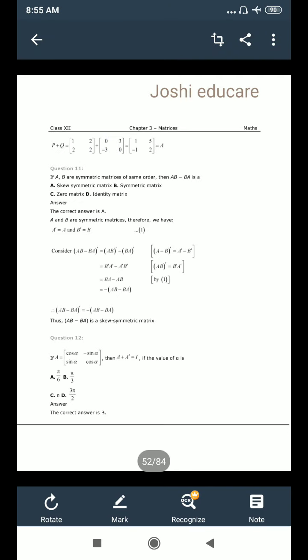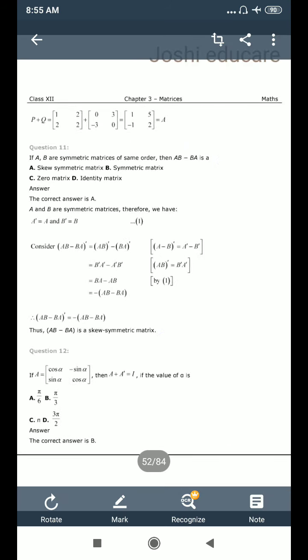Question number 11. If A and B are symmetric matrices of same order, then AB minus BA is a skew symmetric matrix, symmetric matrix, zero matrix, or identity matrix. Options are there. You have to identify one of them. So if any matrix is given, to verify whether it is symmetric or skew symmetric, our first step is we will take transpose of that.